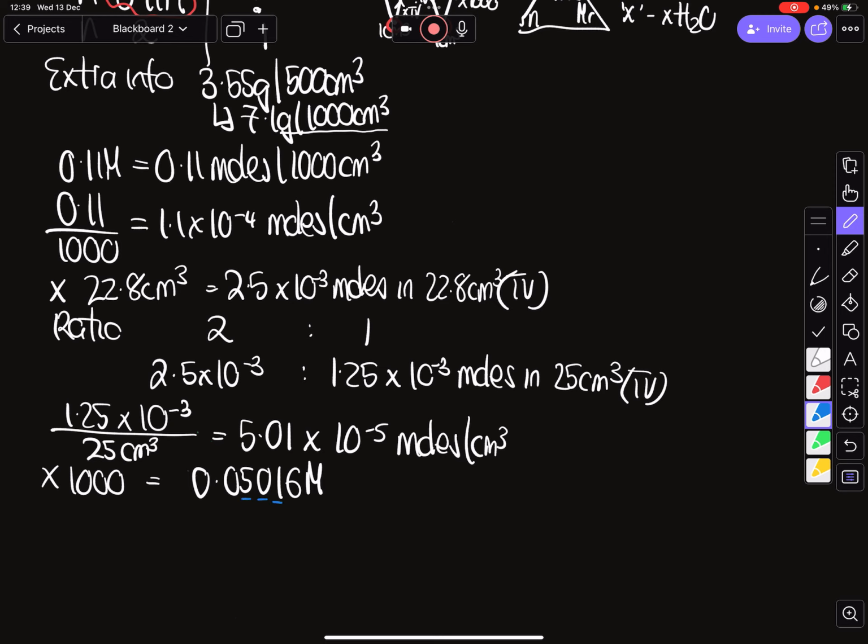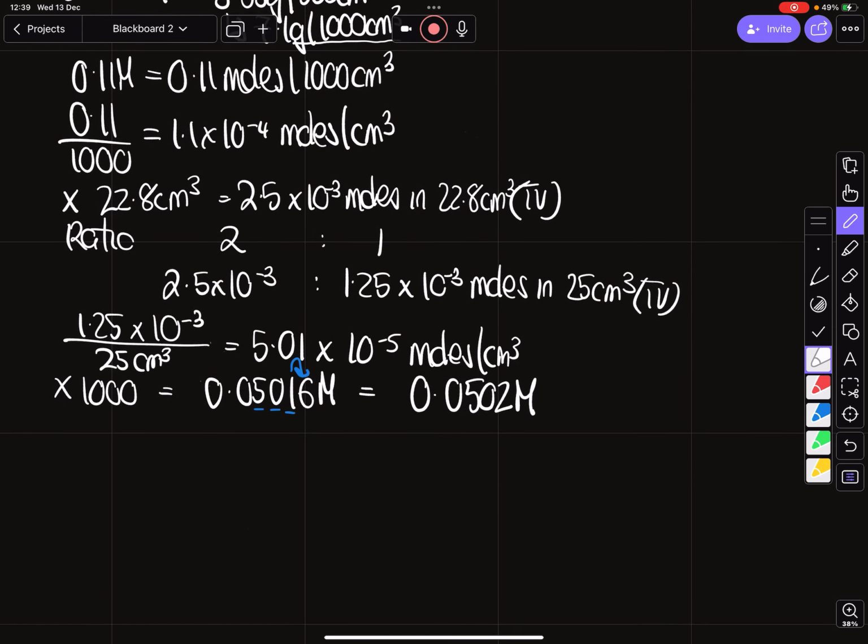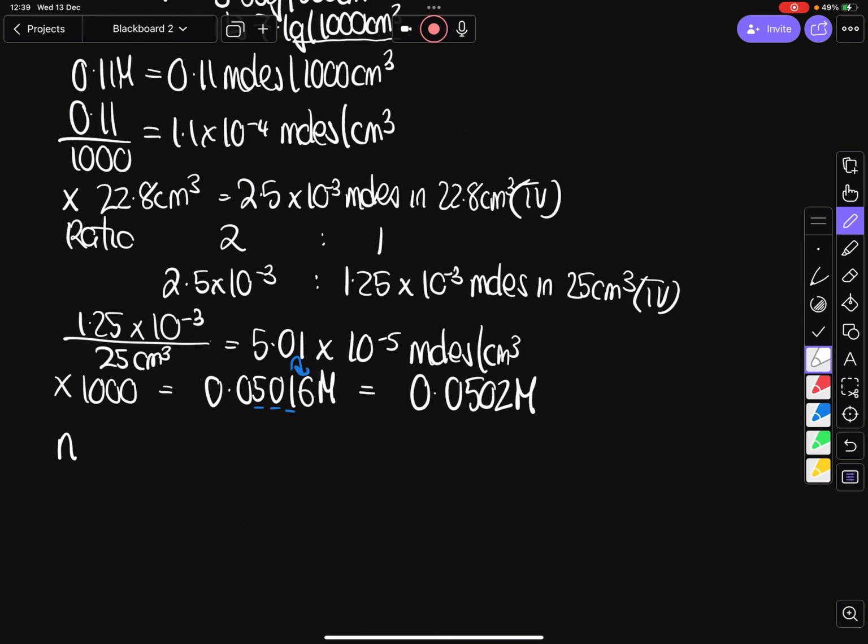So these are the first 3 significant figures, and we always look at the number that comes next to decide what we do with the third significant figure. So in this case, that would be 0.0502 big M. Okay, so that's my first principles. The next thing, to find big M, we now have to work out grams per litre.